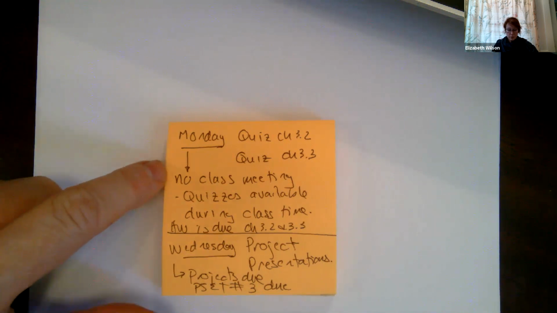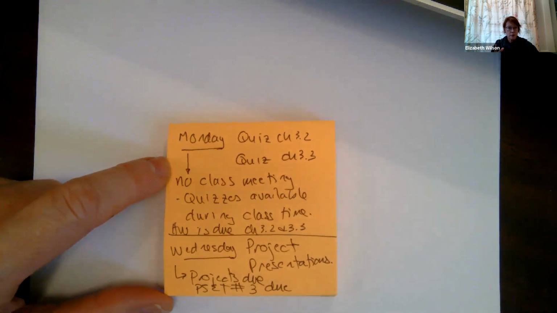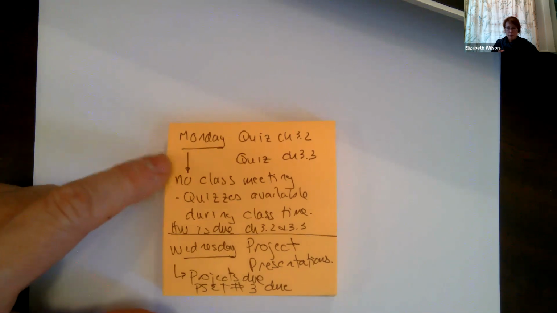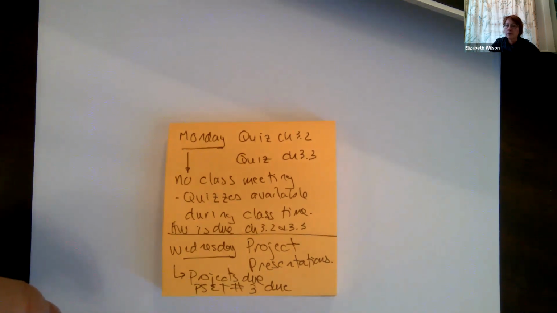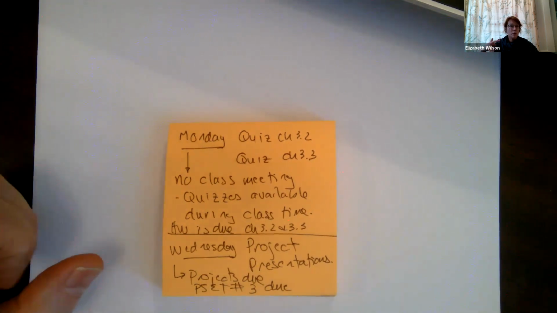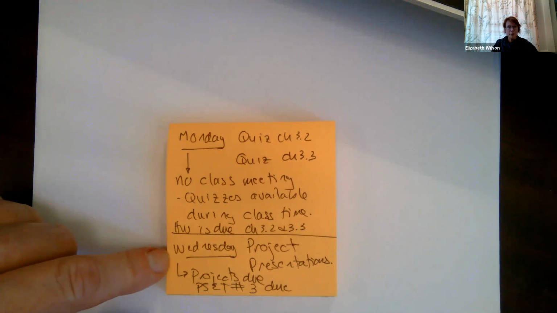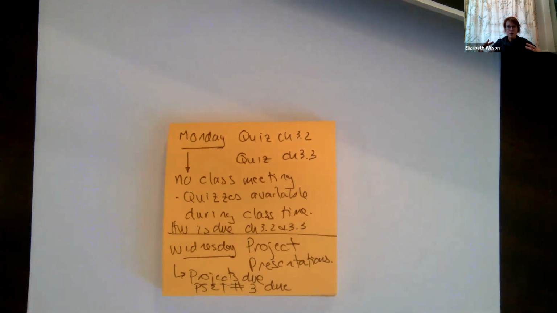So no class on Monday because we'll have our 2 quizzes during the class time, but your homework is due at midnight on Monday, and the quizzes will still be a 24-hour window of availability. Then on Wednesday, we'll have presentations where everybody shows up. Each person talks 5 to 6 minutes, and then the PSET is due on the 7th.